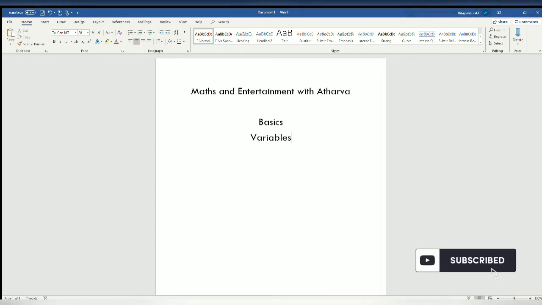The first is variables. Usually variables are the alphabets in the algebraic expression. For example, in 5y minus 7z, the variables are y and z. So let's go to the second one.